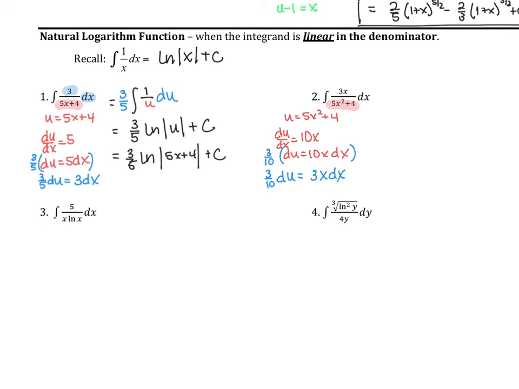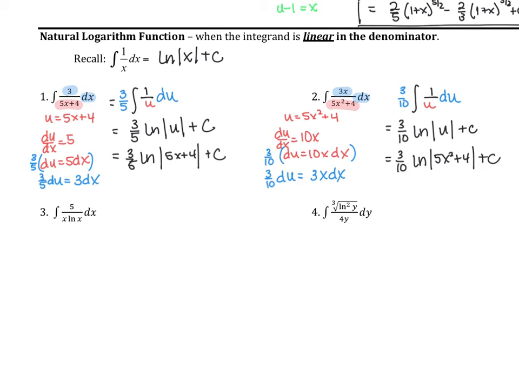And now I have my substitution that I can substitute all this in for. So let's write that 3/10 outside. Oops, let's use the pen. So 3/10 times the integral of 1 over u du. And really, we're back to the same problem we just did. So when I take the antiderivative of this, we get 3/10 times the natural log of the absolute value of u plus c. So we get 3/10 times the natural log of the absolute value of 5x squared plus 4 plus c.